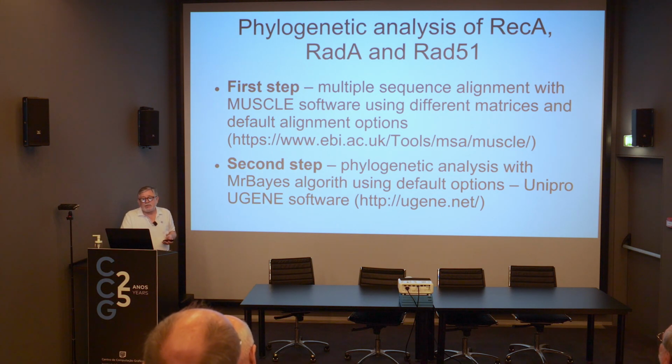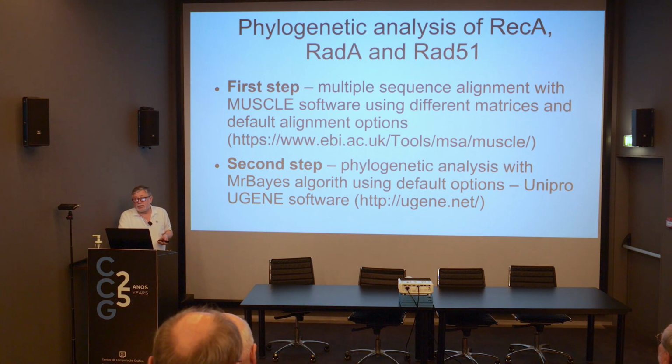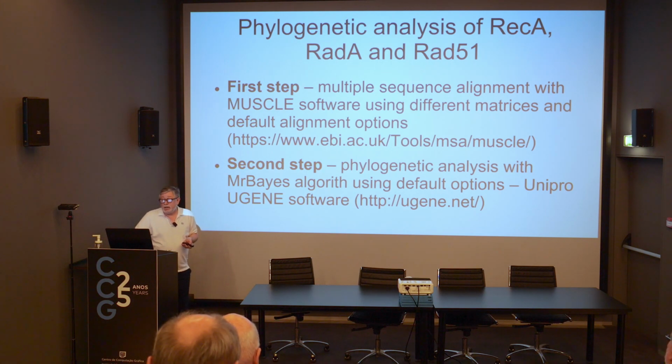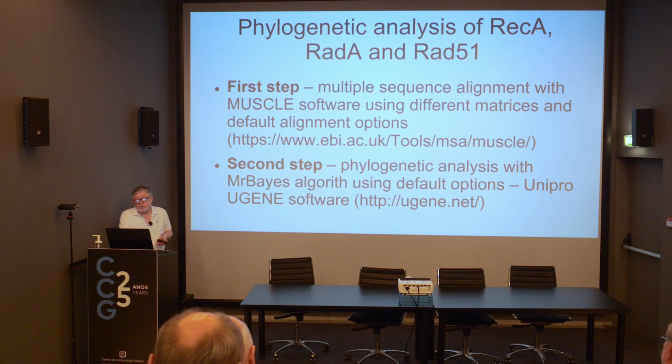Pure genetic analysis will be done in the classic way, using multiple sequence alignment, MUSCLE software. And the second step with the Mr. Bayes algorithm, using default options with UniPro software.